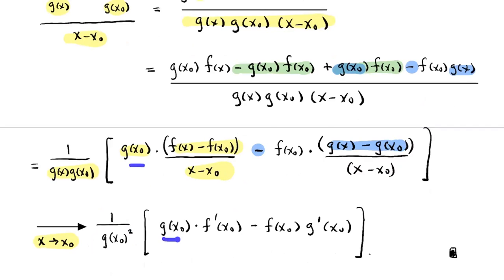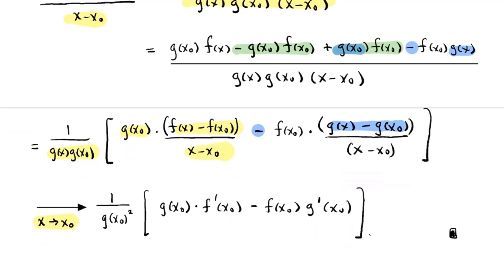This thing's a constant. The difference quotient for f is going to approach the derivative of f at x0. Push the limit through the difference. f of x0 is a constant. The difference quotient for g is going to approach g's derivative, and there you go. There's your quotient rule formula. I've got g times f prime minus f times g prime, all over g squared. So there's the proof, or sketch of proof, of the quotient rule.